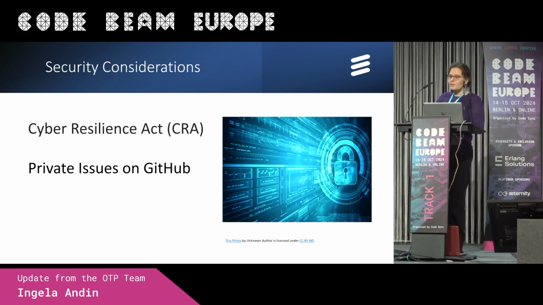Security is something that we are always considering, and of course we are following what the European Union is doing, because they are creating something that they call the Cyber Resilience Act, and of course it will affect us. And one thing that we already did is that we have enabled private issues on GitHub, so that if you think that you have found a vulnerability in our code base, you can tell us about it using a private issue without telling the rest of the world.